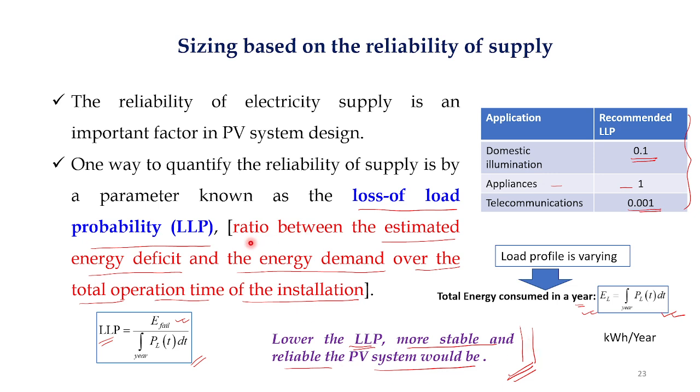Basically it is the ratio between your estimated energy deficit and your energy demand over the total operation time of the installation. The lower this LLP value is, the fewer times your system will go into energy deficit conditions. That means your system is more stable and more reliable in terms of electricity supply. These are typical LLP values: 0.1 for domestic, 0.01 for appliances, and 0.001 for telecommunication.